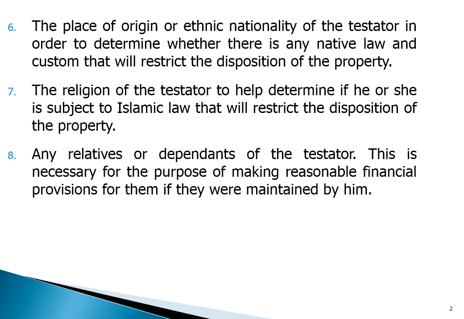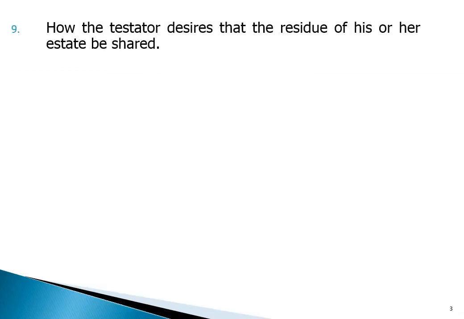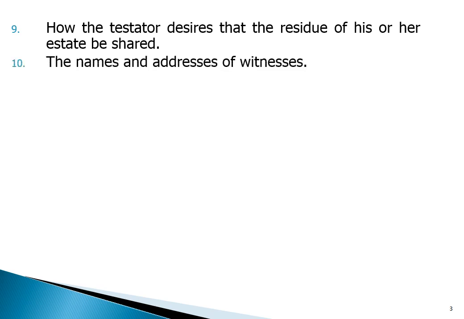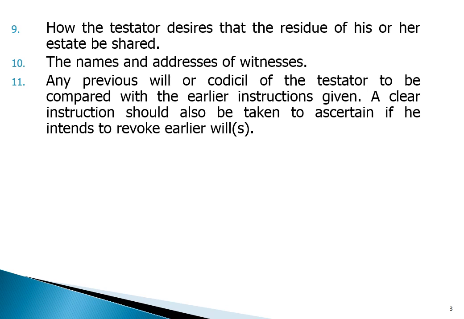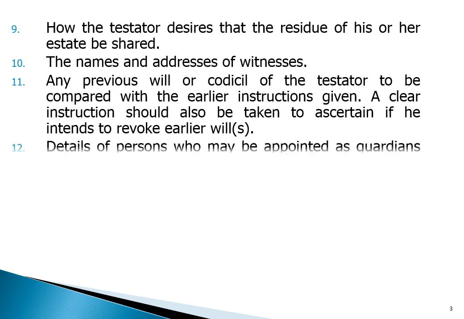8. Any relatives or dependents of the testator. This is necessary for the purpose of making reasonable financial provisions for them if they were maintained by him. 9. How the testator desires that the residue of his or her estate be shared. 10. The names and addresses of witnesses. 11. Any previous will or codicil of the testator to be compared with the earlier instructions given. A clear instruction should also be taken to ascertain if he intends to revoke earlier wills.